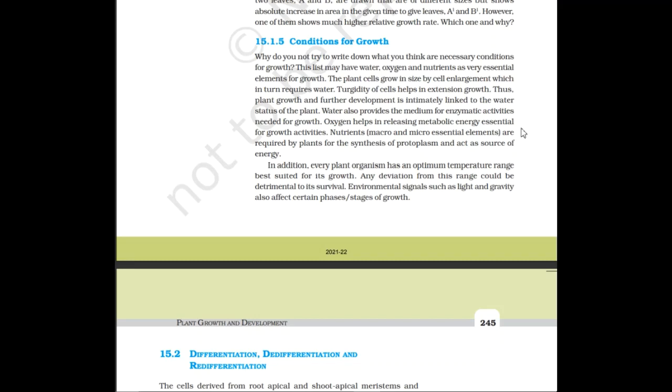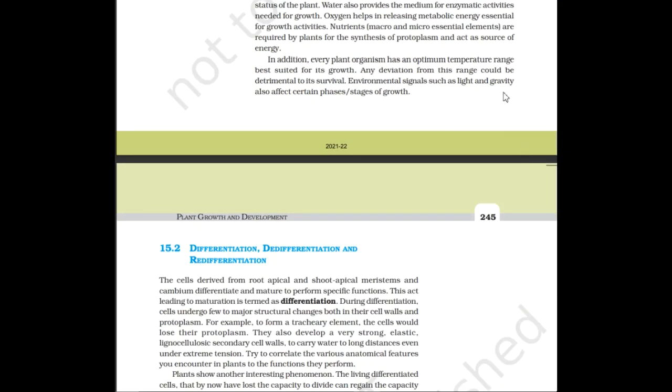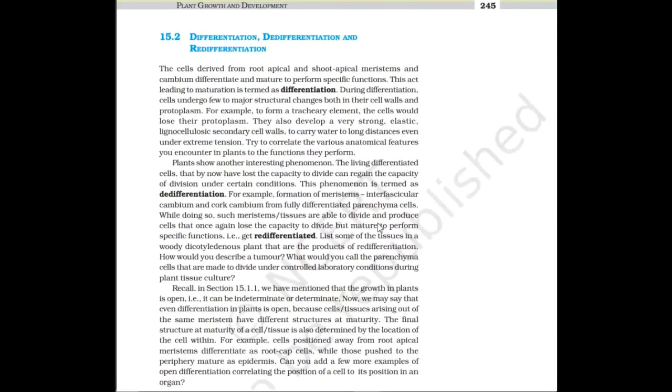Oxygen helps in releasing metabolic energy essential for growth activities. Nutrients, macro and micro essential elements, are required by plants for the synthesis of protoplasm and act as a source of energy. In addition, every plant organism has an optimum temperature range best suited for its growth. Any deviation from this range could be detrimental to its survival. Environmental signals such as light and gravity also affect certain stages of growth.